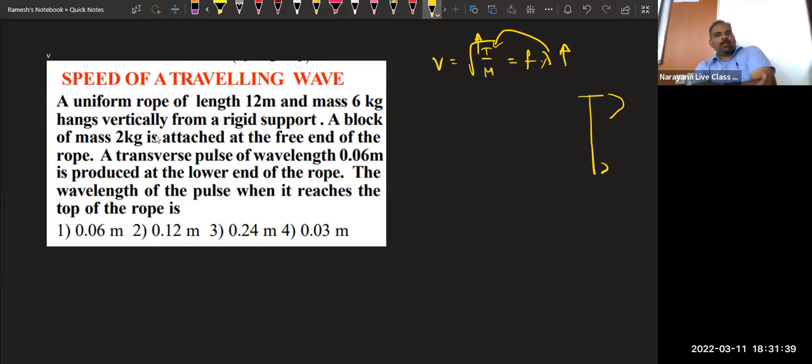I will give one more hint. Write two equations at the lower end and upper end and divide them. You will get lambda 1 by lambda 2.